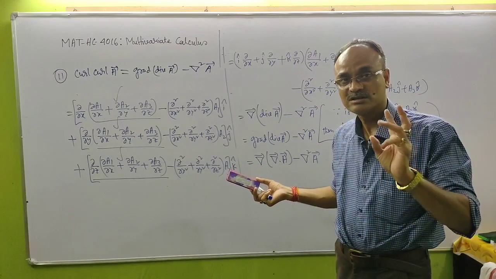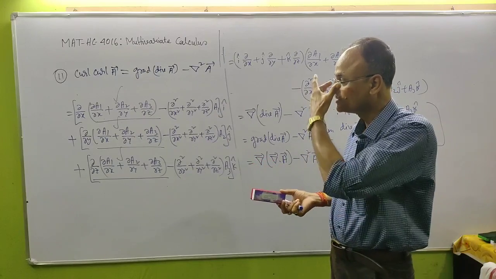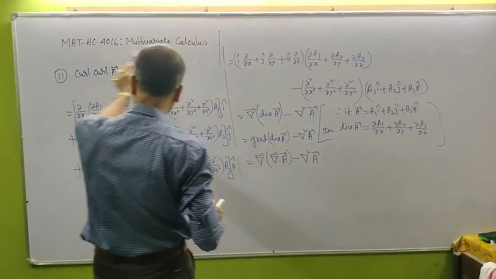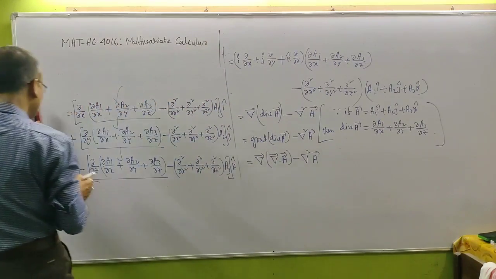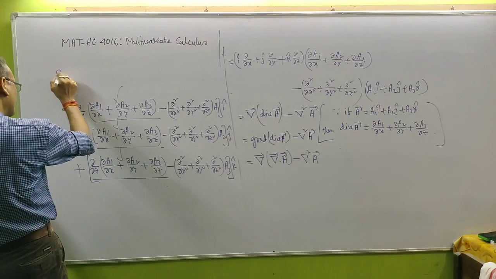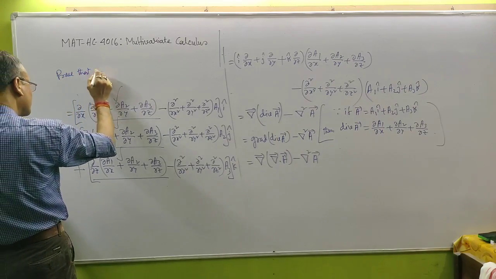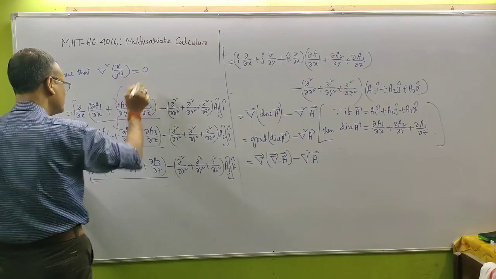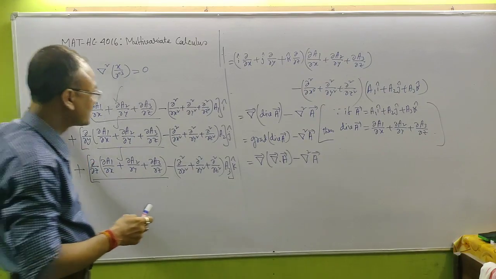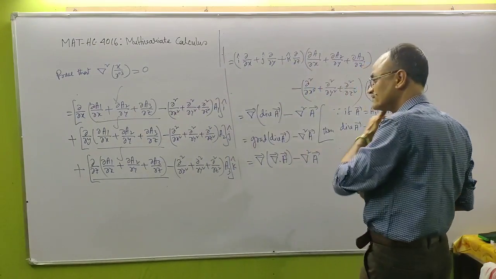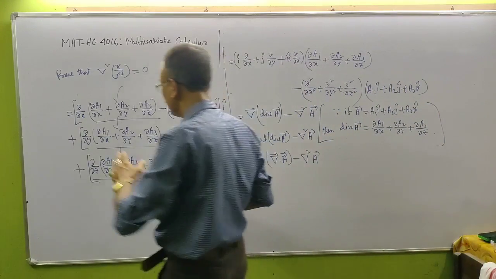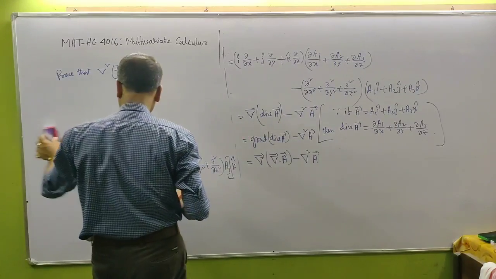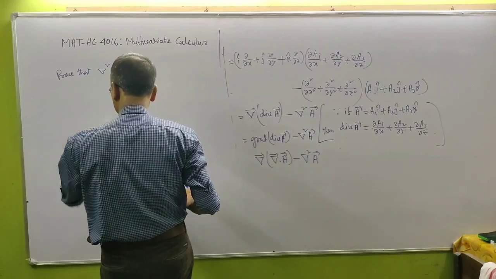We have proved 3 important vector identities today. Let us try to solve another problem. Prove that nabla square of x by r cube equal to 0. Perhaps you have understood this one and you have enjoyed that class also. You are enjoying.